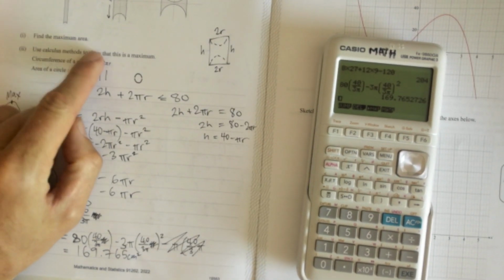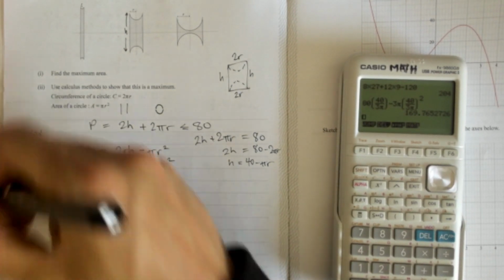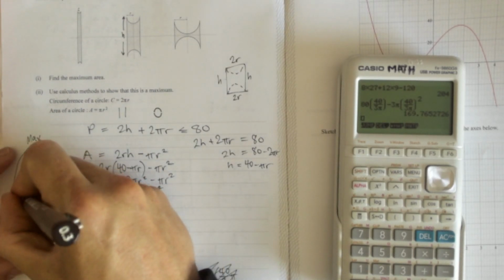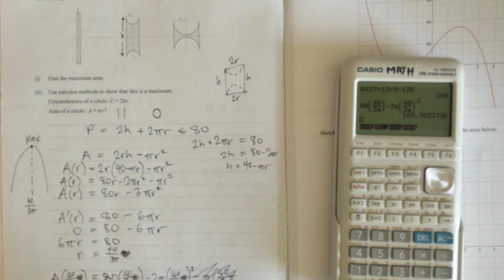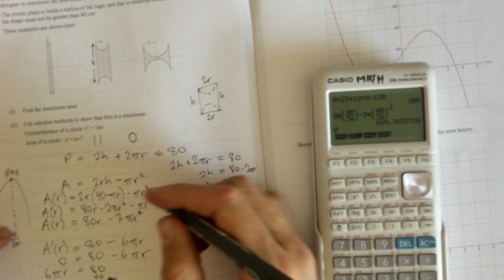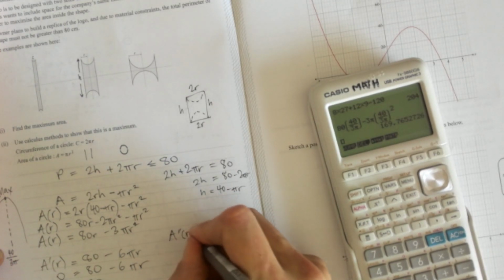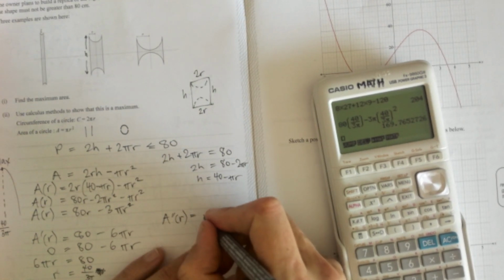Use calculus methods to show that this is a maximum. I mean, is that maximum enough? Is that enough proof to you guys? I think it is. 40 over 3 pi. I mean, just in case, we're going to do a double dash of r. We'll just get the second derivative, but I wouldn't normally do this.